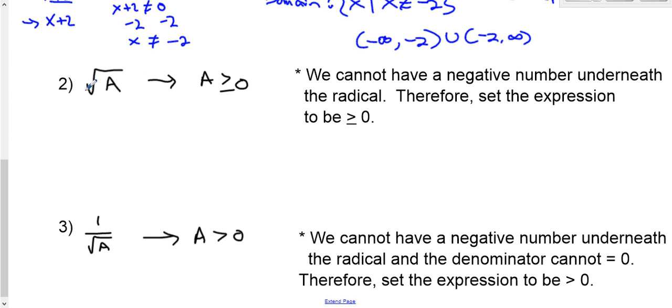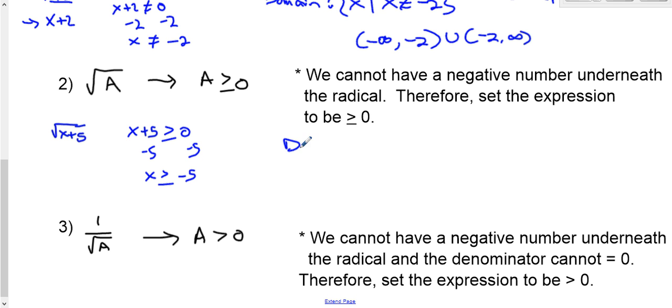Looking at the second restriction, it's when we have the square root of some kind of expression. And what we need to do is set that expression to be greater than or equal to 0, because we cannot have a negative number underneath the radical. So therefore, we set the expression to be greater than or equal to 0. So if I have an example of the square root of x plus 5, that means I know that whatever is underneath the radical, which is x plus 5 right now, has to be greater than or equal to 0. And then I solve and I would subtract 5, and I would know that x has to be greater than or equal to negative 5.